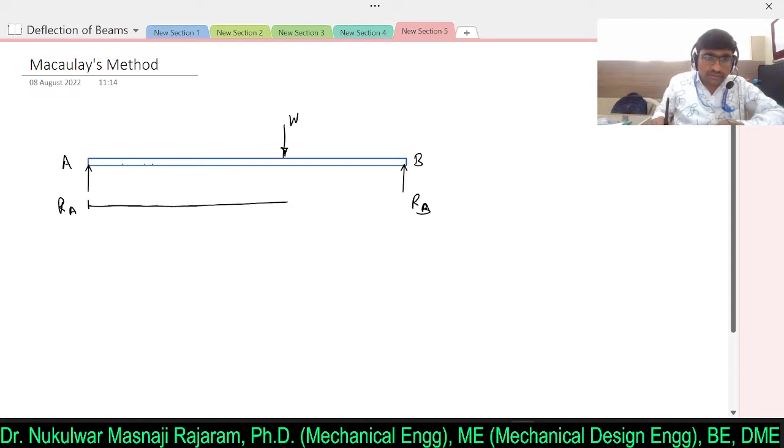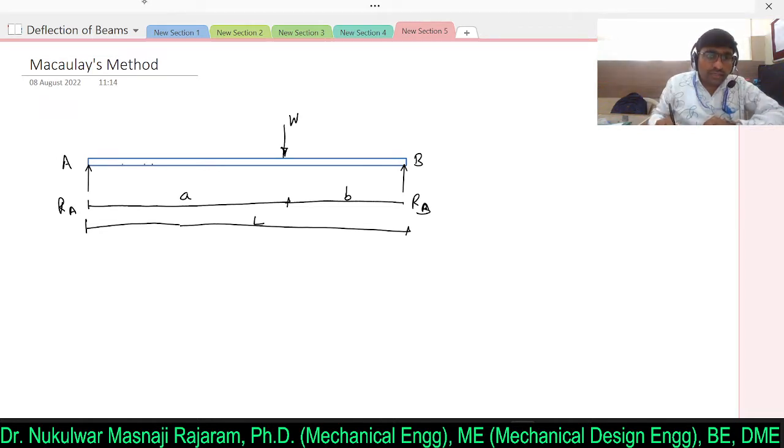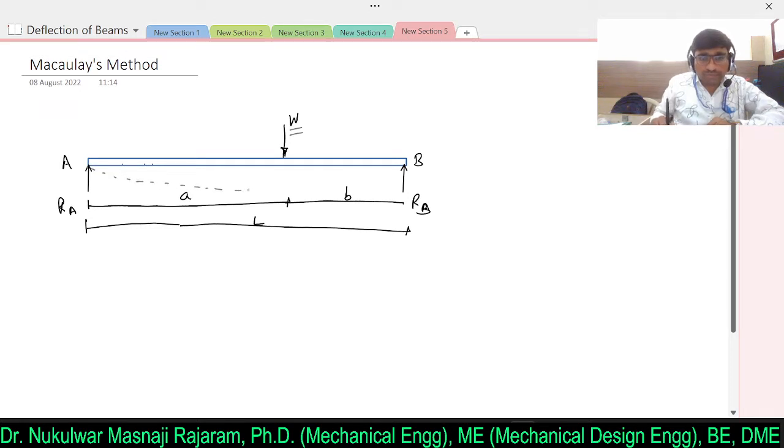If I consider the distance from point A as a and the distance from point B as b, and the entire length of the beam as L, what will happen when the force is applied due to this point load? The beam will deflect. The maximum deflection may be somewhere in this region, and at A and at B deflection is zero. Slope will be maximum at points A and B, and somewhere here the slope will be zero. At maximum deflection we will get slope equal to zero.